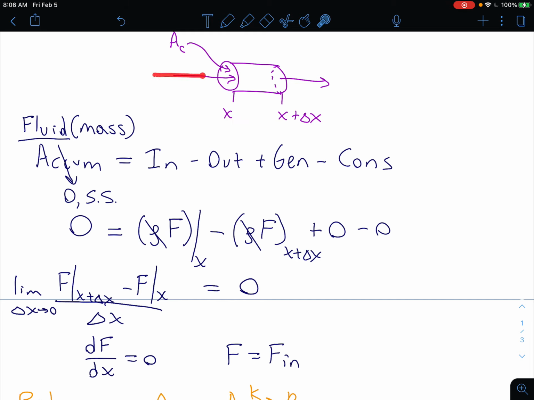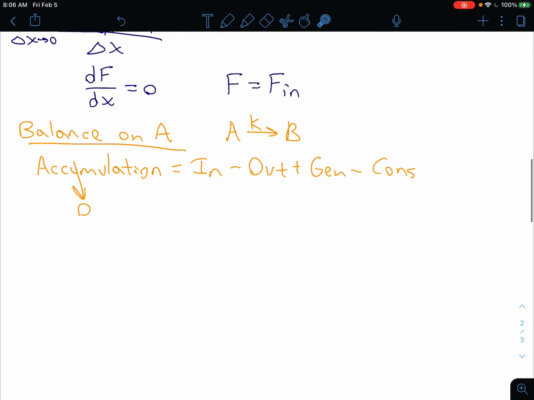Fluid is flowing in and containing A, so that would look like FCA. And then it's flowing out. Again, we'd have an FCA term at X plus delta X. The input occurs at X. And in the volume of our control volume, so throughout the cylinder, there is a chemical reaction that consumes A. So there is no generation. Generation is 0.